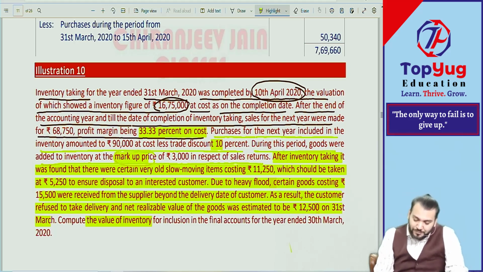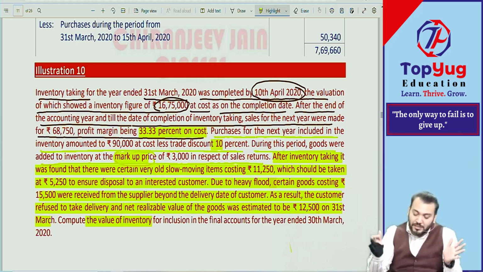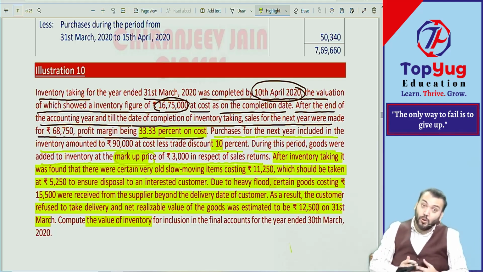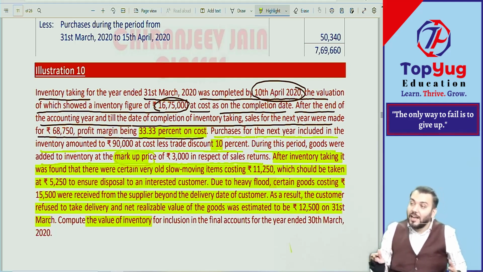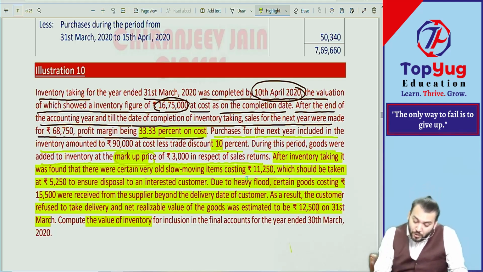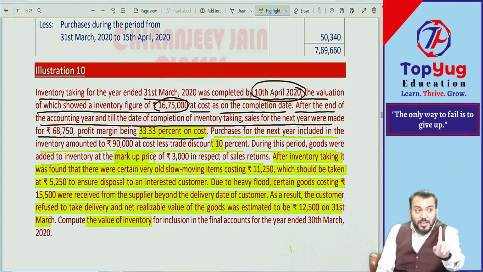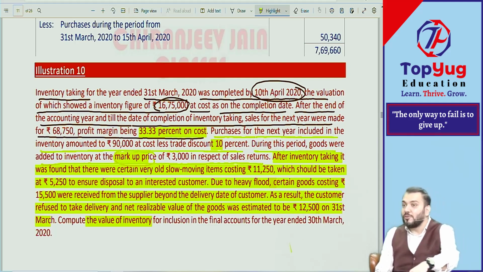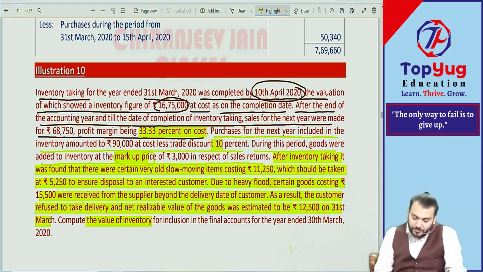To explain one point, I had to say this much. After inventory taking, it was found that there are certain very old, slow moving items, costing, cost price was 11,250, which should be taken at 5,250 to ensure disposal to an interested customer. It means it can be sold at 5,250. So 5,250 means its NRV.